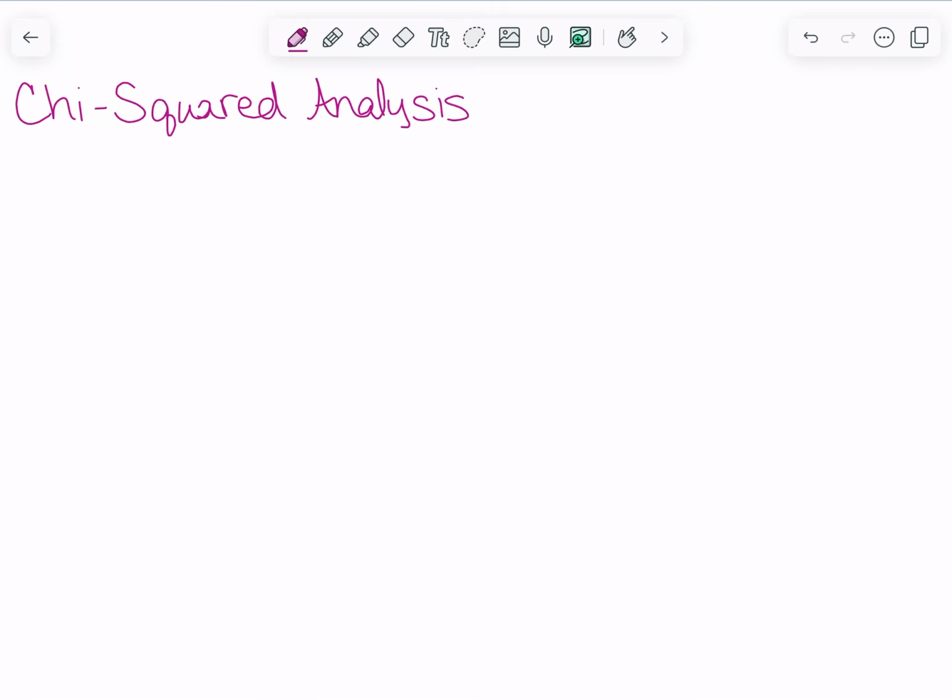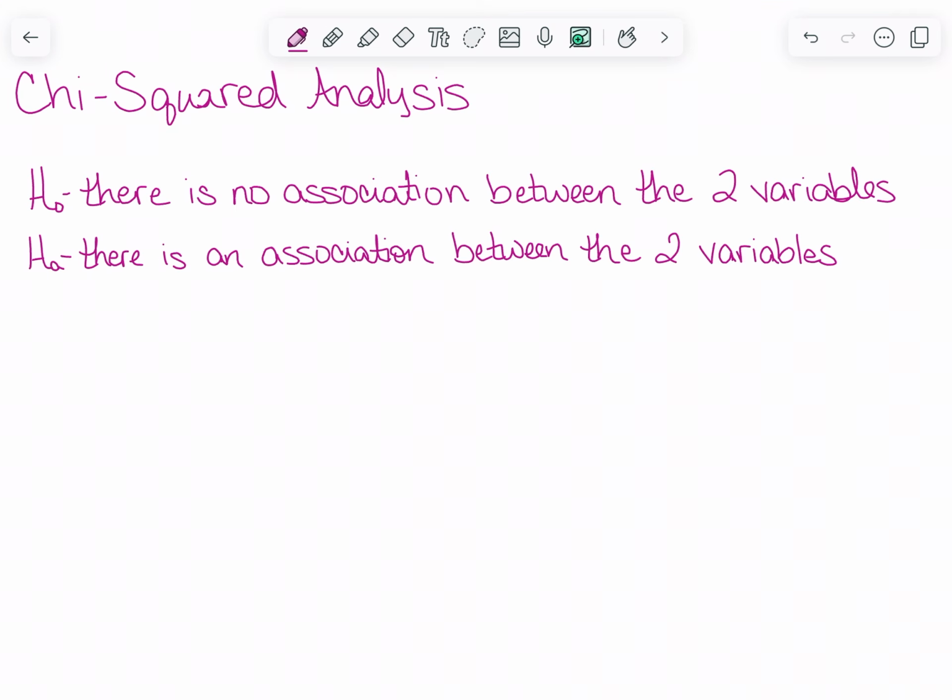Look at how to perform a chi-square analysis. This is going to be a type of hypothesis test that we can do for categorical variables. In this case, my null hypothesis will always be the same. It'll state that there is no association between our two variables. And the alternative hypothesis will always be the same. It says that there is an association between the two different variables.